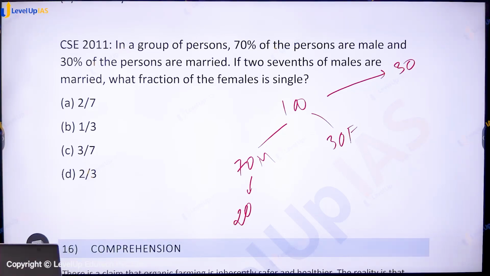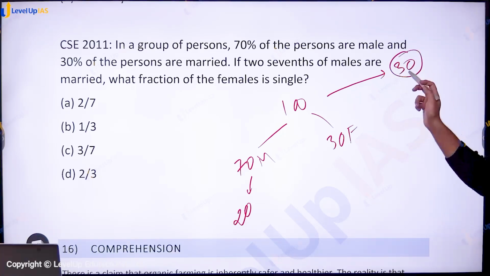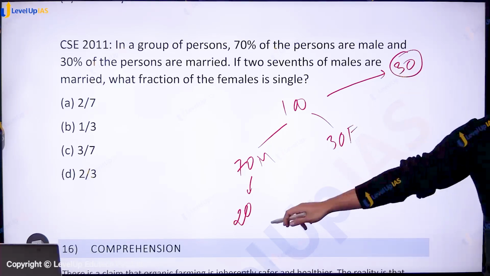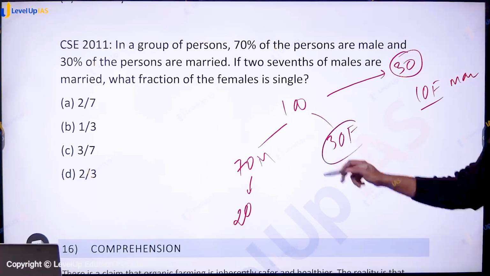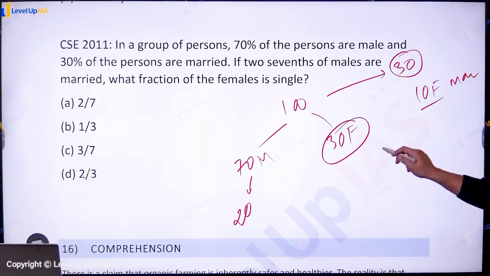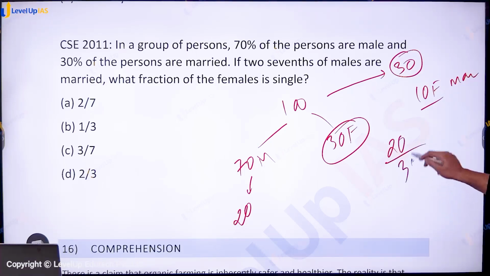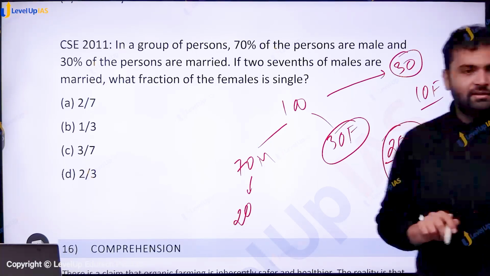Let us not assume that. So 30 are married, out of which 20 are men. So 10 females are married. And there are a total of 30 females. So 20 are single. 20 are single out of 30. So 2/3 of females are single.